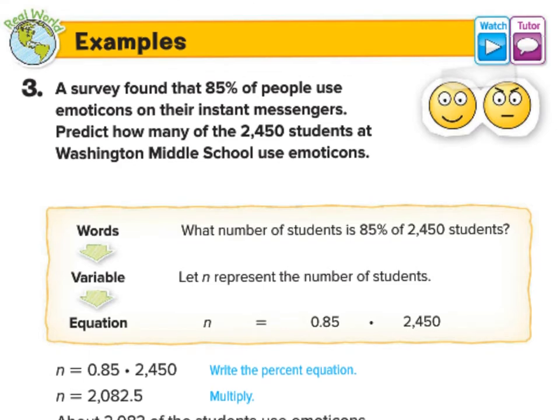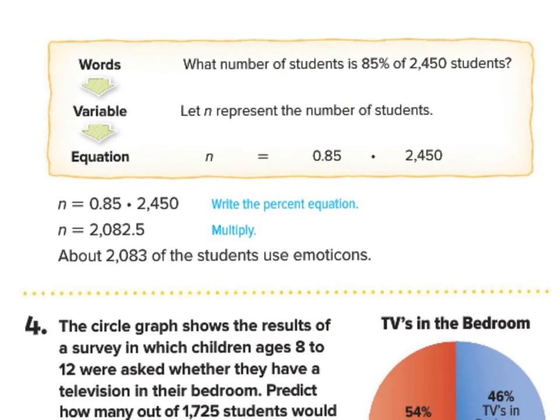So let's take a look here. We have 0.85 times 2,450. Once you multiply the two, you get 2,082.5. So about 2,083. Now you have to round up because you can't have half a person. So about 2,083 of the students use emoticons.